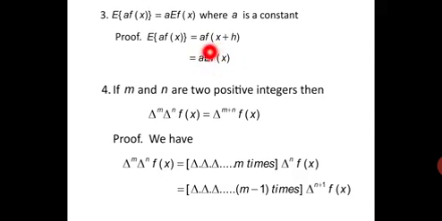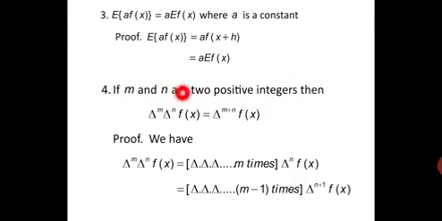Therefore a into E of f of x. That is, the shift operator is applied to the function, not the constant. The constant should be kept as it is. It is just like differentiation, we can say. Differentiation is applied to the functions. Now here is the fourth one.